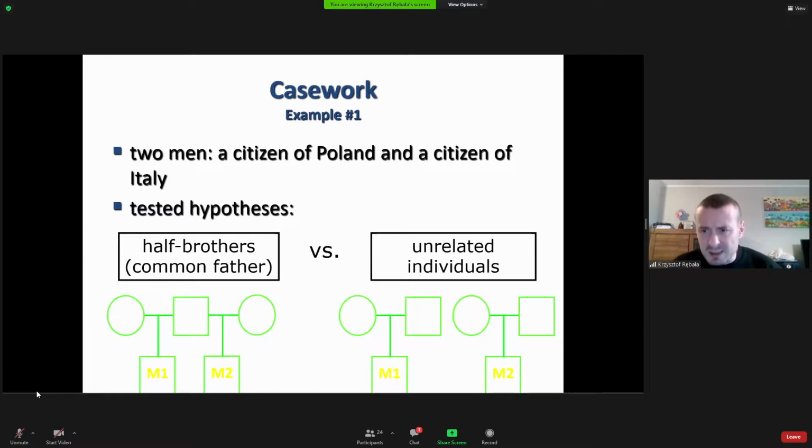So he asked one of the sons of his putative father, who was dead, to take part together with him in genetic examination to check whether the father of this Polish man was also his father. Okay, so we tested two hypotheses. Remember the statistical analysis, yes, so we always assumed two hypotheses. One of them was that they were half brothers sharing a common father. So this was the first hypothesis, and the second one was that they were simply unrelated individuals.